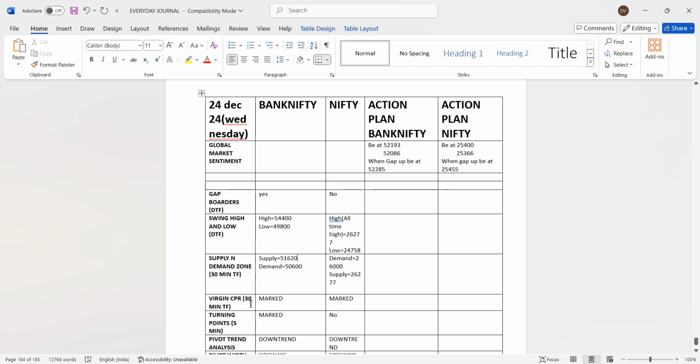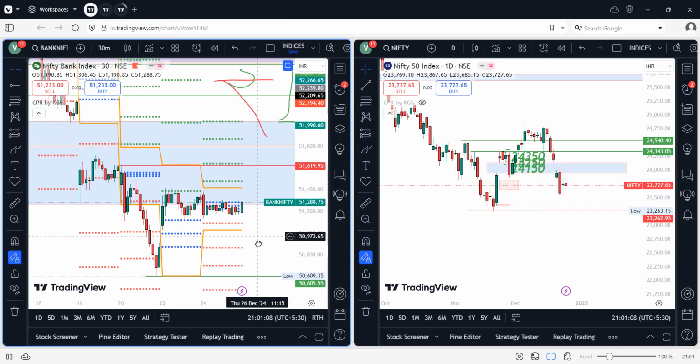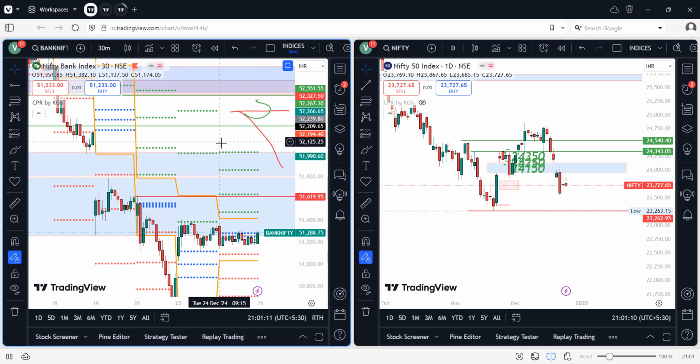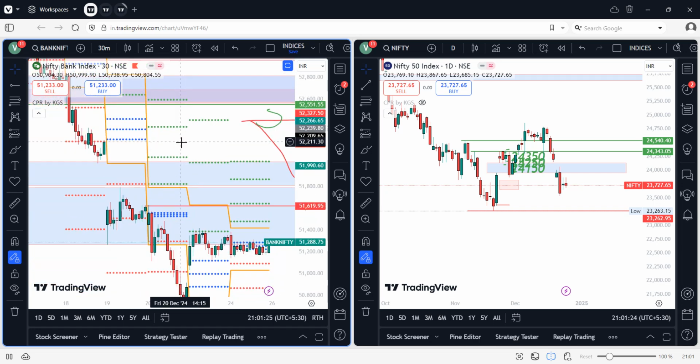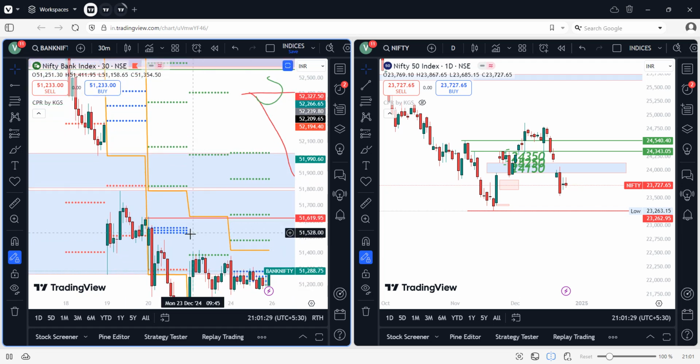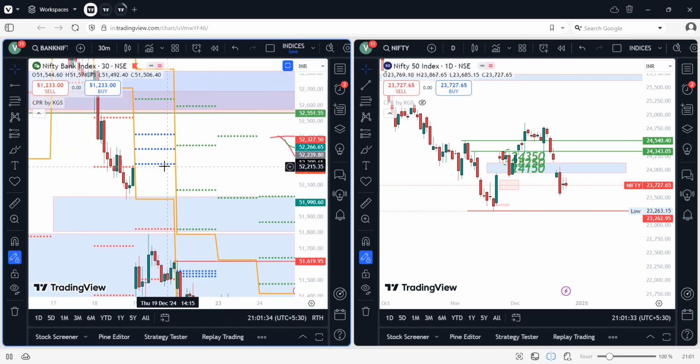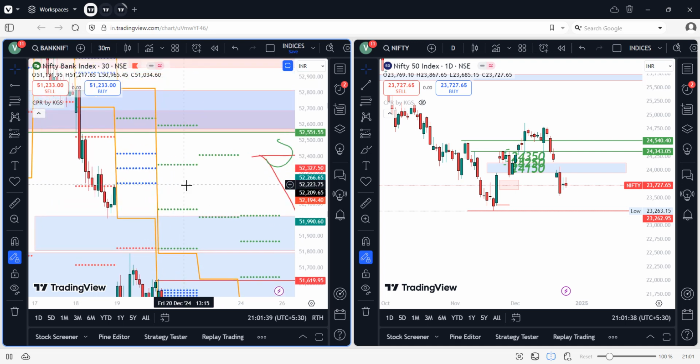The Virgin CPR in the 30-minute time frame. Now I am going to show you what the Virgin CPR is. Okay, let's delete this. We have marked this. So this is the Virgin CPR. Why? Because the price is not inside the CPR. Let me explain this. Virgin CPR means there should not be any candles inside the CPR. You can see here there is no candle inside the CPR, so we treat it as a Virgin CPR.